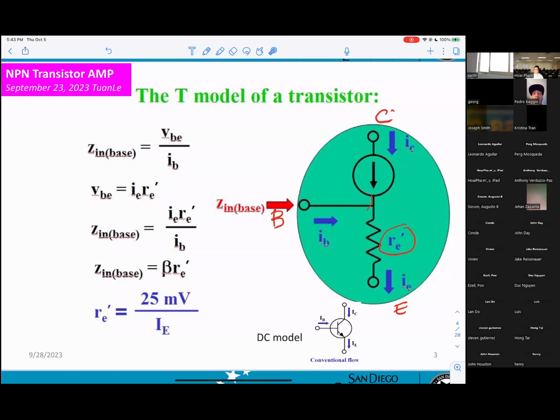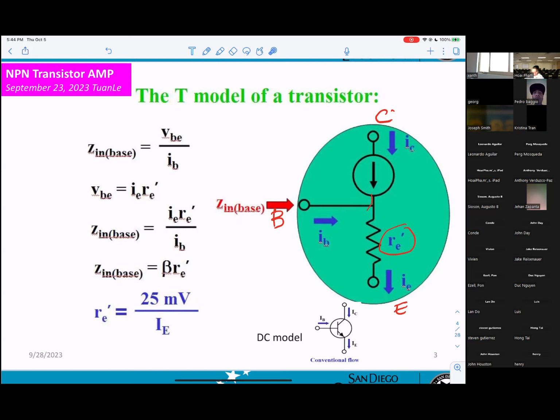That means when you're looking into the base, how much resistance you can see. That's what they call Z in base, and it will be equal to the voltage from the base to the emitter, v_be, divided by the current i_b. You understand that when they're using lower case letters, that means AC, capital for DC, okay?